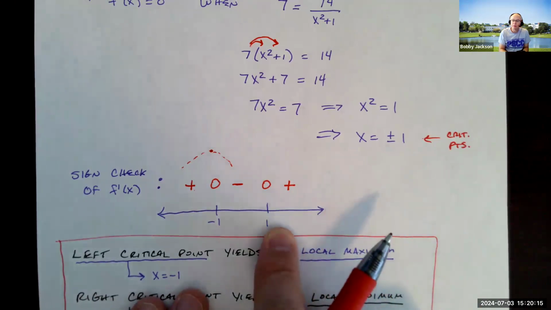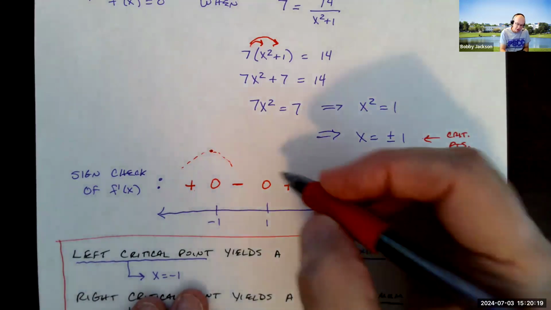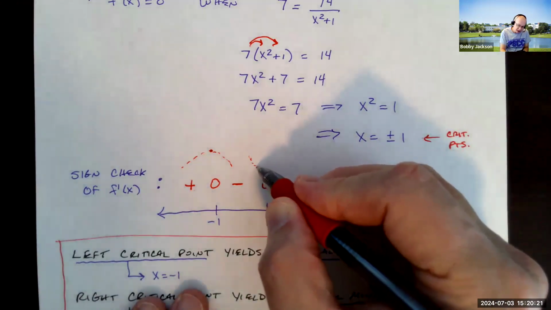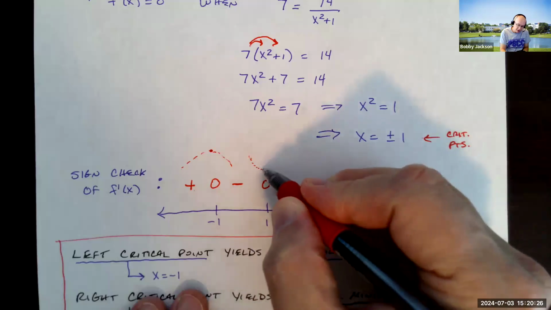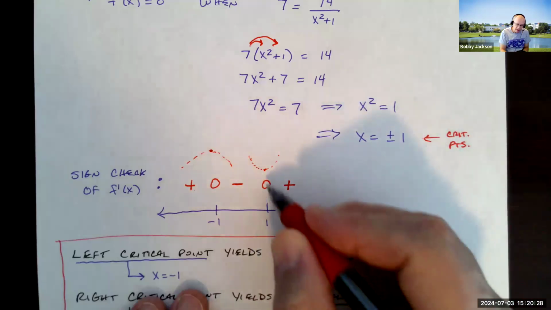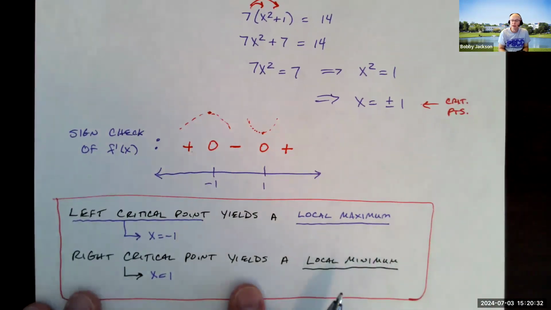What's happening at +1? Well, the derivative is changing sign from negative to positive, right? It means we're changing from decreasing, right? Derivative negative means the function is decreasing, to what? Positive, increasing. And so what's happening right at that value of 1? We have a local minimum. So the first derivative test tells us that.